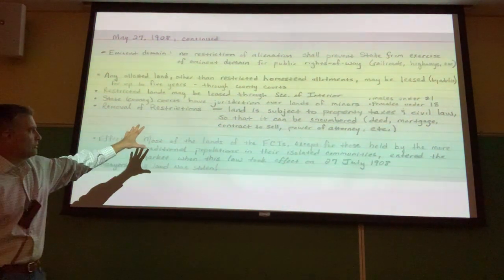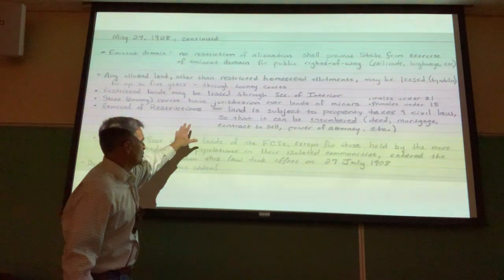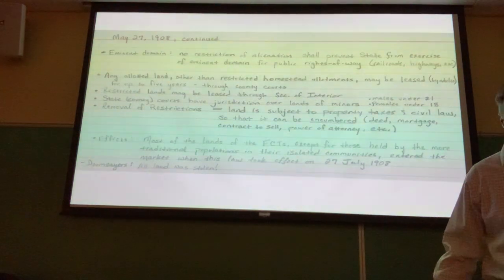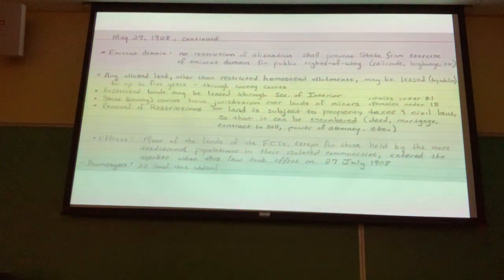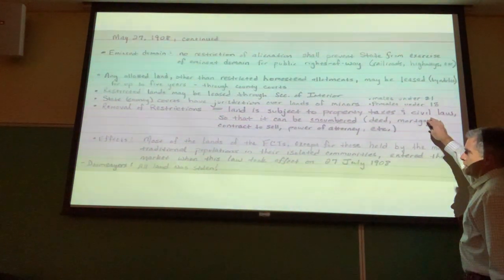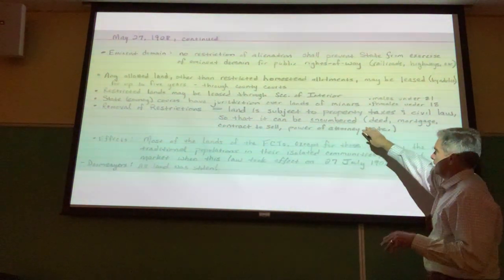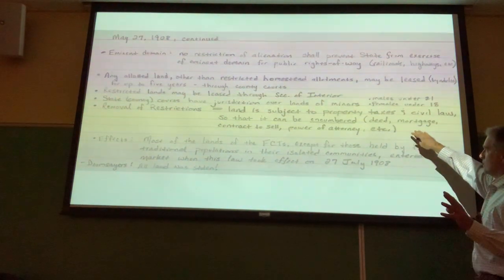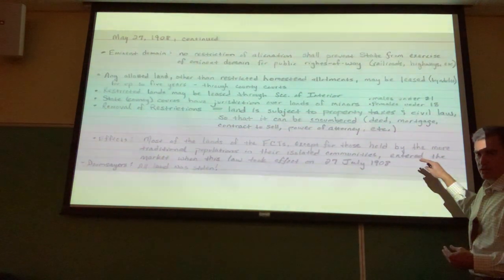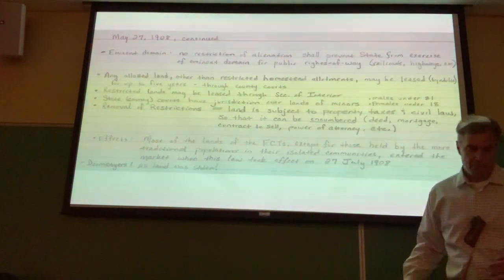So once the land had its restrictions removed, if an allotment had its restrictions removed, then that land became subject to local taxes, property taxes, and also fell under the authority of state law. Okay, so it can be encumbered now. Once the restrictions are removed, that land can be encumbered. You can establish a lien against it. You can repossess it, and basically it's entering the market.